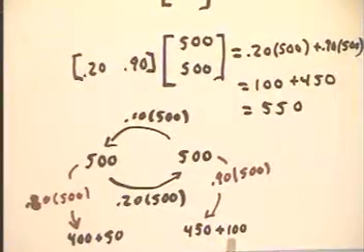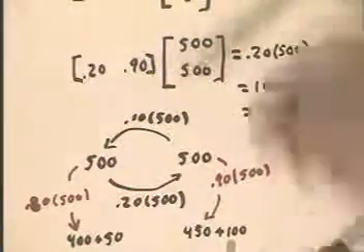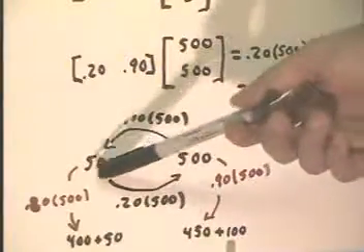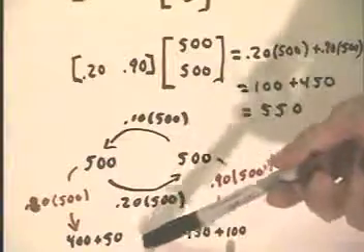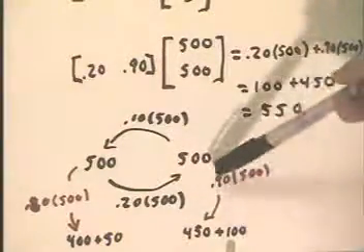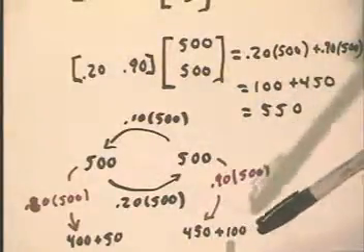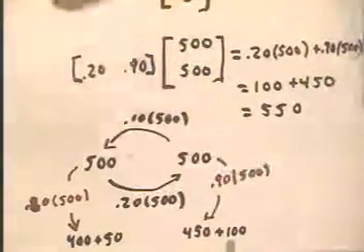Again, looking at the numbers, we have the 10% of the 500 here, the 20% of the 500 here, leaving us in the same category, 80% of the 500 plus the 10% of the 500 that came over here, the 50. Here we see the 90% of the 500 that remain demented gives us the 450, and the 100 is the 20% of the sane that came over here.